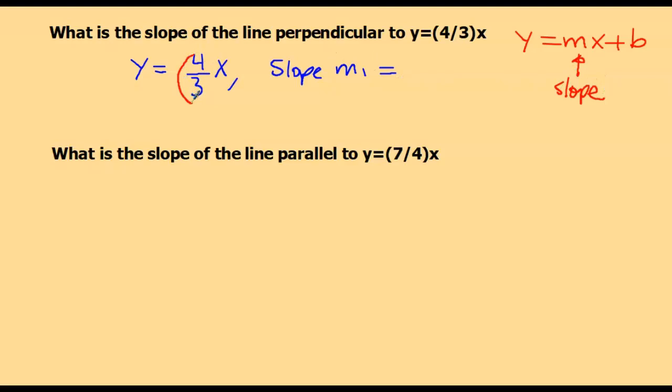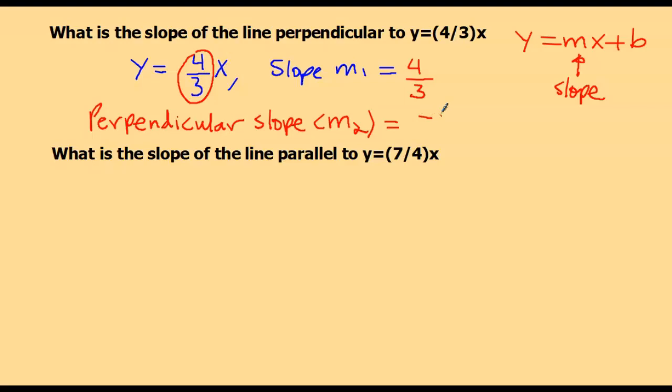So therefore this one is a slope. So we got 4/3, but for a perpendicular slope, let's call it m2, we have to give it negative, and we flip this, so that becomes -3/4.